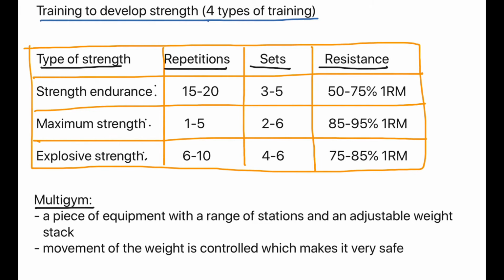So basically, it's a piece of equipment with a range of stations and adjustable weight stack, which means, say, on this thing, you could do tricep pushdowns, you could do cable crossovers, you could do a seated back row, you can do bicep curls, so multiple different weights. And the movement of weight is controlled by the pulley system, which makes it very safe.